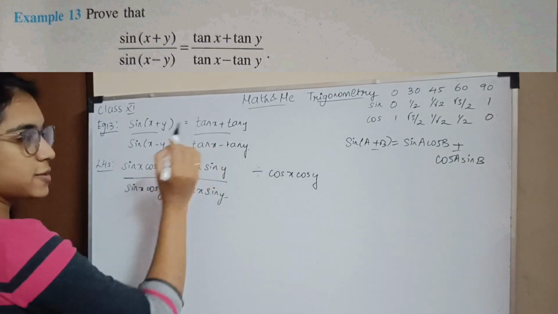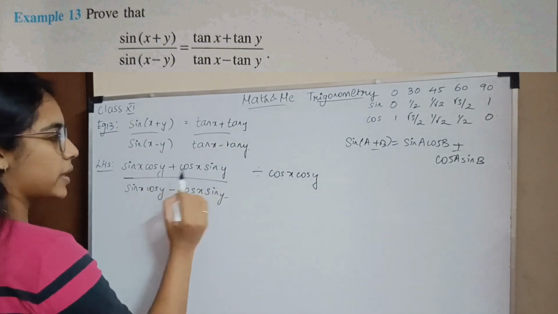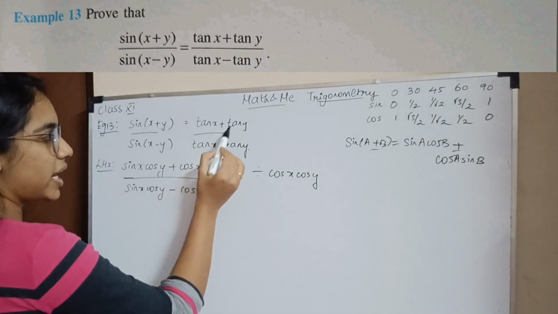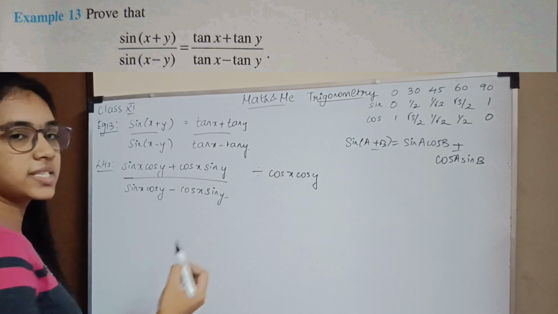So, sin x by cos x will become tan x. And I have a cos y, which is an extra term, so I have to cancel cos y and cos y. Similarly, you see here, I want a tan y. So, sin y by cos y will become tan y. Cos x and cos x will get cancelled.